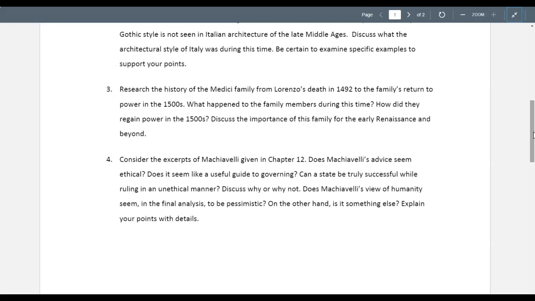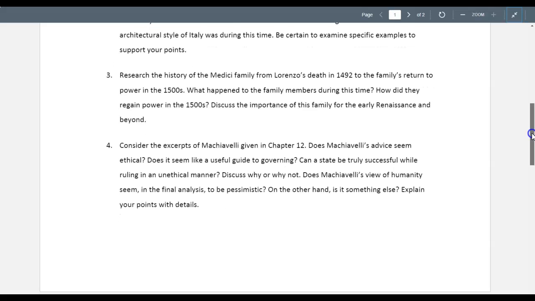Is it ethical? Argue whether it is or is not. Is it practical? Can any state, as it says here, that follows such advice be successful? And again, discuss why or why not for each of these questions. And then discuss his view about humanity. Is he a little pessimistic about how people are? Or is it something else? And then explain those points, which gives you a chance not only to discuss what Machiavelli presents in the book, but also to argue about that, to analyze it further.